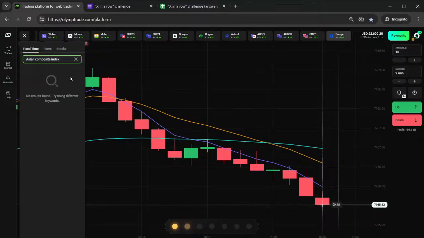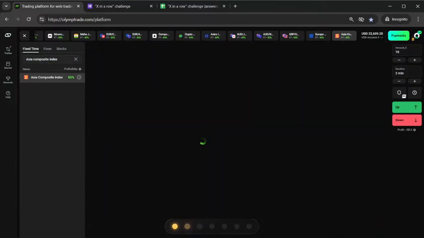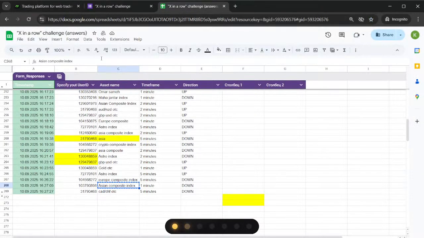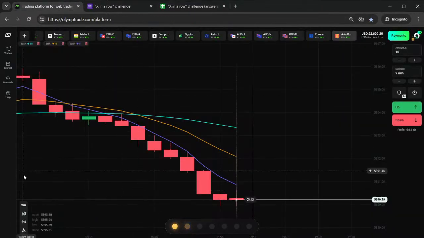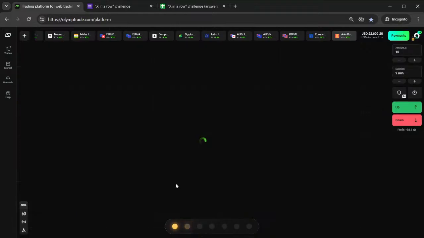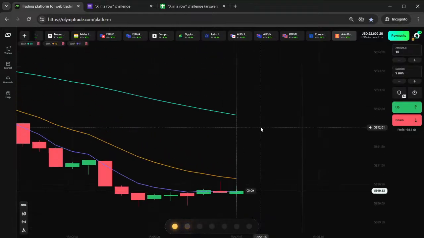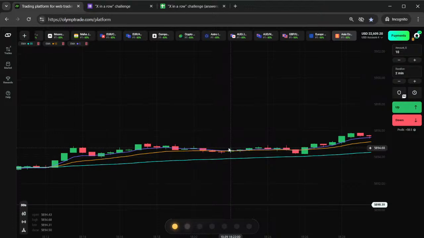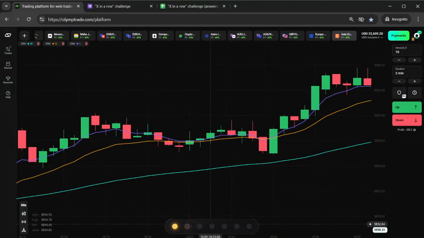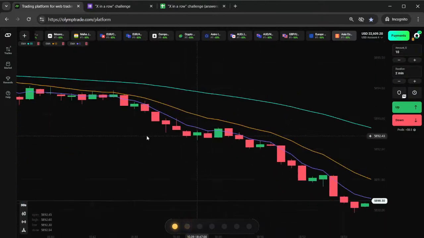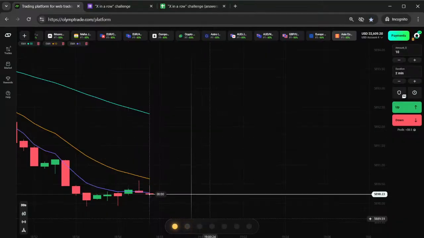Okay, let me pick this one also, Asia Composite. Okay, so it's Asia Composite Index. Let's see what's the direction. 1 minute down. So let's analyze at least for 30 seconds. Let's make it. And traders, you might be observing that I just keep on changing assets back to back. I keep on opening signals back to back. So all in all, I am just trying to work on that challenge.